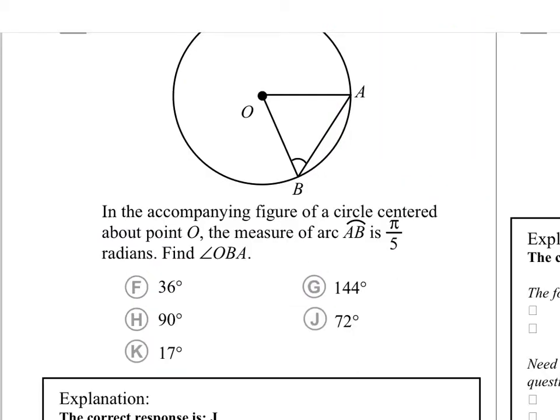In the accompanying figure of a circle centered about point O, the measure of arc AB is pi over 5 radians. So we'll put that in there. Pi over 5. Find angle OBA. Now it's this one, it's already been marked off. Yeah, so we've got to find that one.